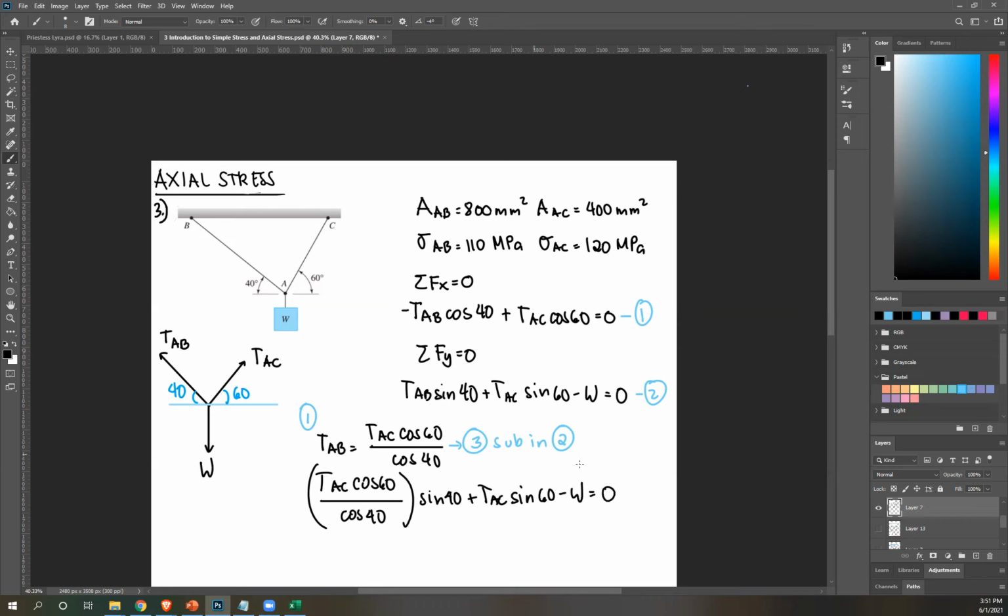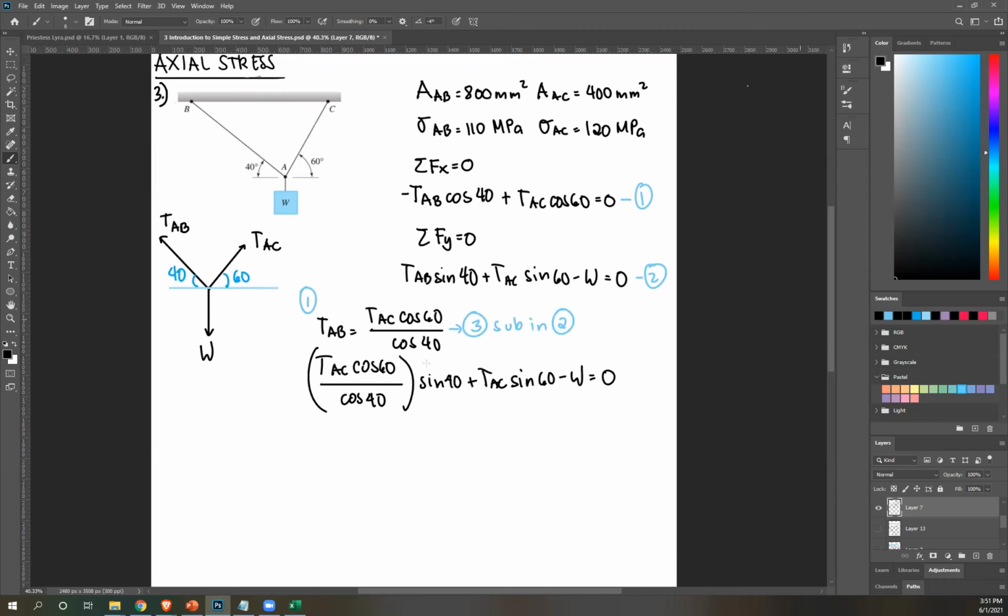And as you can see, the only variables here now are TAC and W. Now let's simplify. Factor out TAC. So TAC times cosine 60 sine 40 over cosine 40 plus sine 60. Then transpose W to the other side, you'll get positive W. And then from this, you can finally create the relationship between AC and W. Please solve what is this equal to, then 1 divided by that to get the coefficient of W.